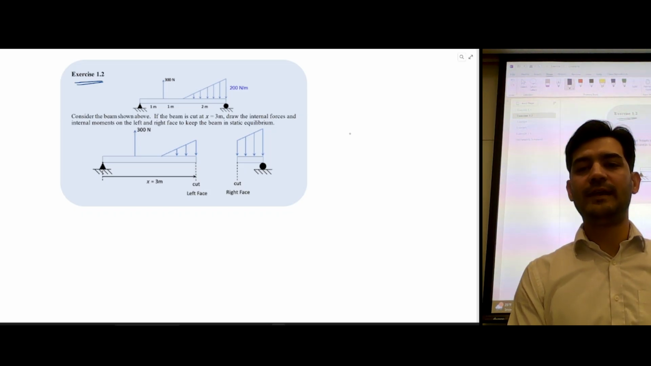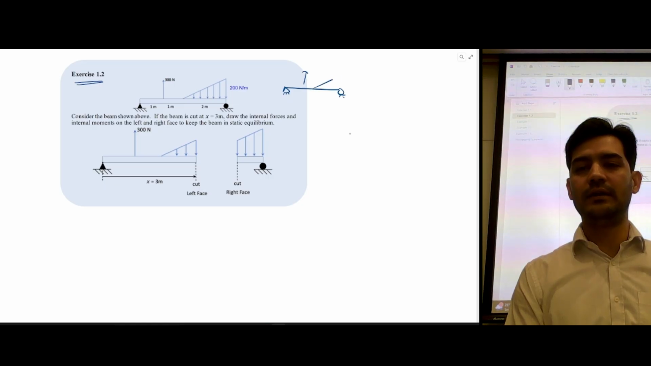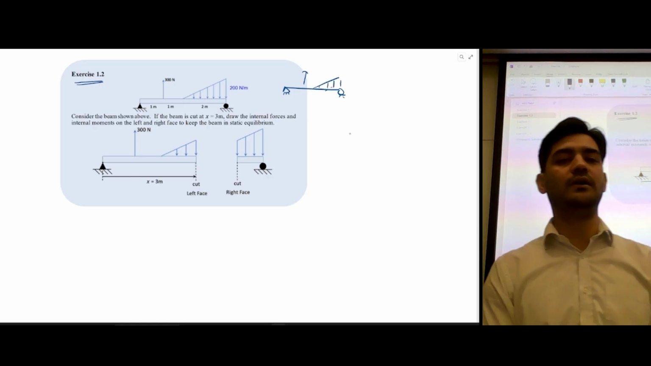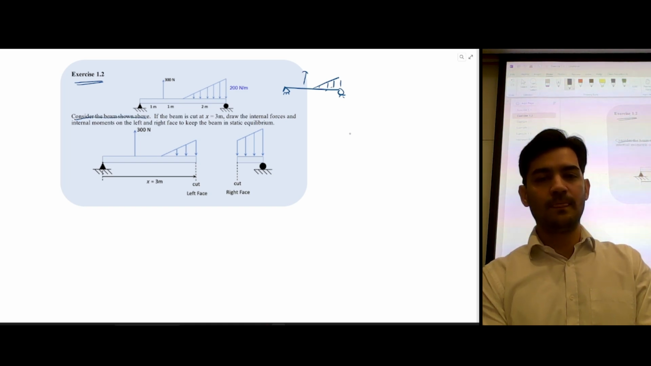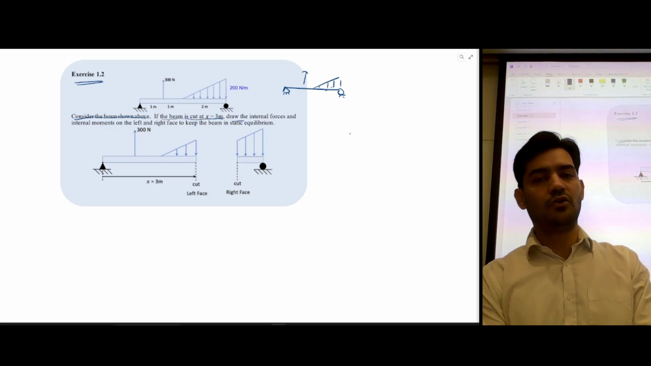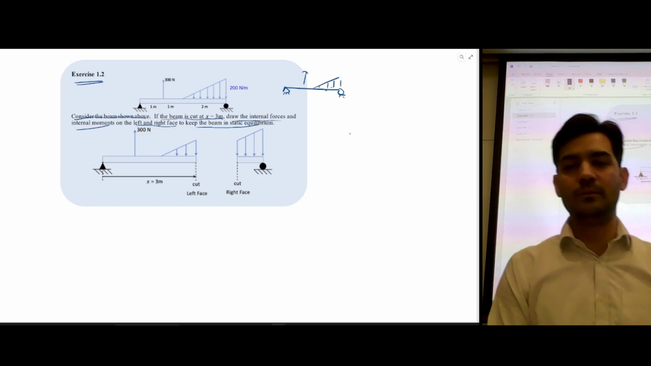So in this problem, we have a simply supported beam, and it has one load here and it has a triangular distributed load here. So it says consider the beam shown above. If the beam is cut at 3 meters, draw the internal force and internal moments on the left and right face to keep the beam in static equilibrium.